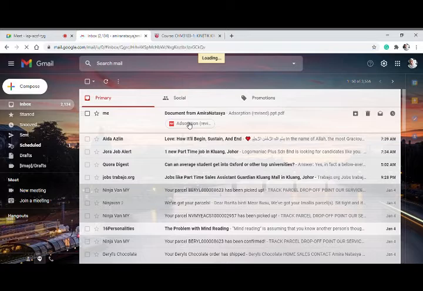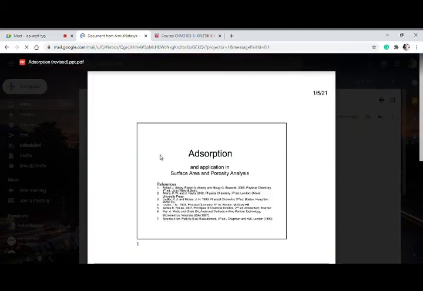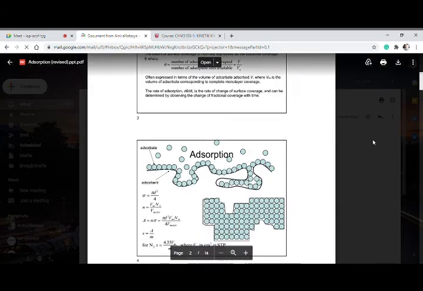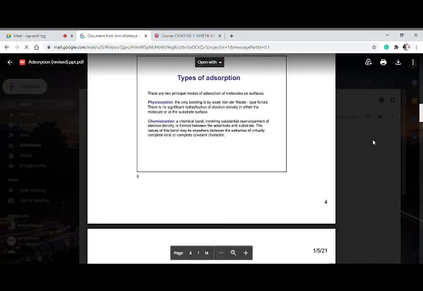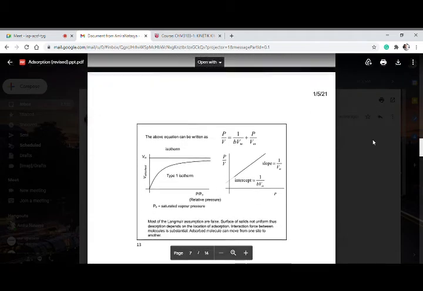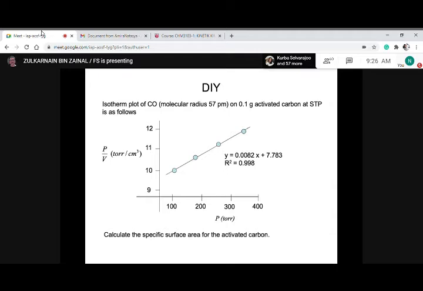So in this question already, the plot is done between P over V versus P, and the Y value, which is the equation for the line, is given. R square is the fitting. Don't worry about R square. What you have to worry about is the equation given on the line. So from there you have got to determine the surface area of the activated carbon.